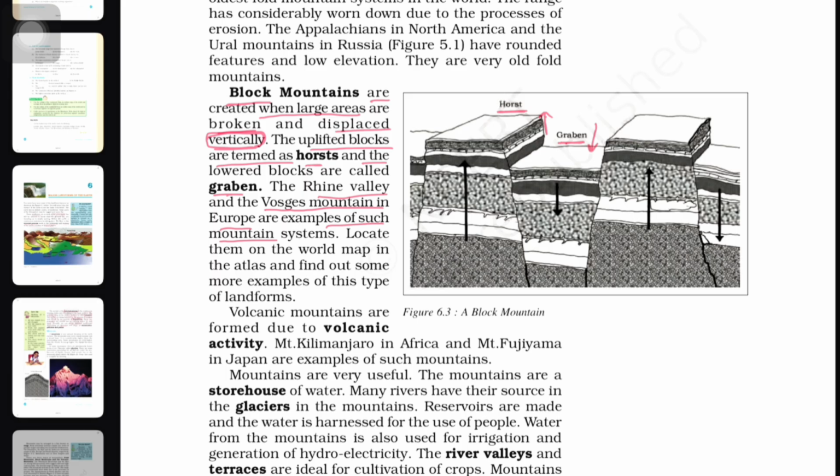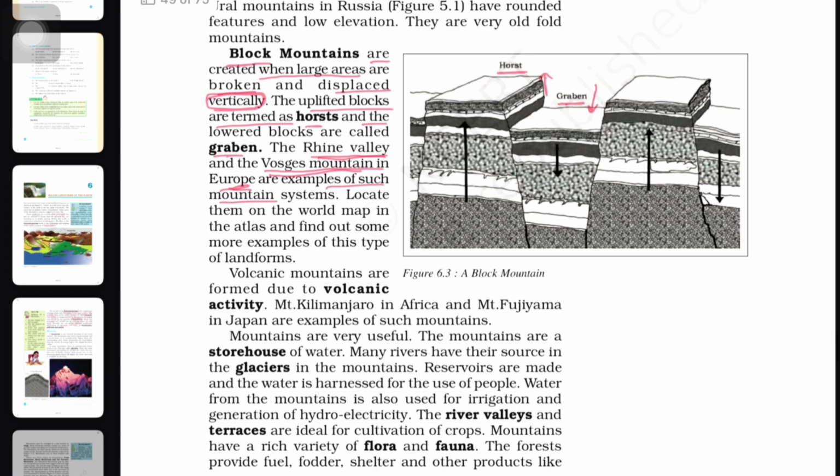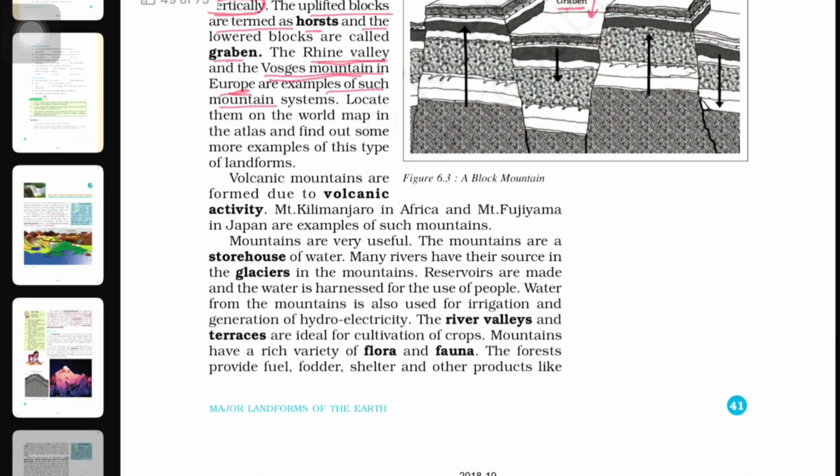So ये जो process है, ये basically block mountains में ही होते हैं, जैसे कि इनके example हो जाएंगे हमारा Rhine Valley and Vosges Mountain in Europe, okay? These are very simple terms. Then comes our volcanic mountain. Volcanic mountains are formed due to volcanic activities. Example is the Mount Kilimanjaro in Africa and Mount Fujiyama in Japan.